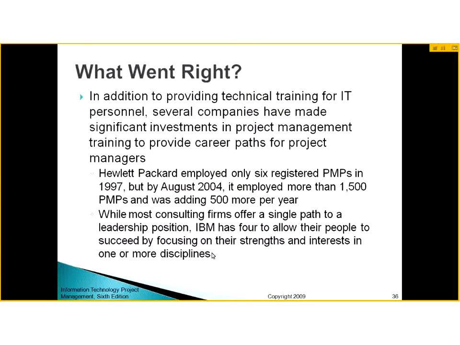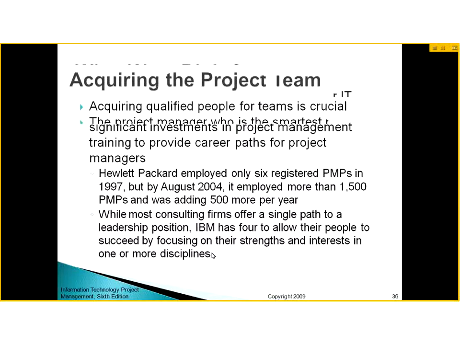In addition to providing technical training for IT personnel, several companies have made significant investment in project management training to provide career paths for project managers. Hewlett-Packard, one of the very famous companies, employed only 6 registered PMPs in 1997. By August 2004, it employed more than 1,500 PMPs and was adding 500 more per year. So initially they had 6, and after 7 years they had 1,500. While most consulting firms offer a single path to a leadership position, IBM has 4 to allow their people to succeed by focusing on their strengths and interests in more and more disciplines.